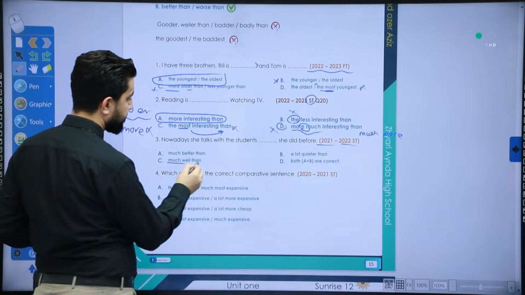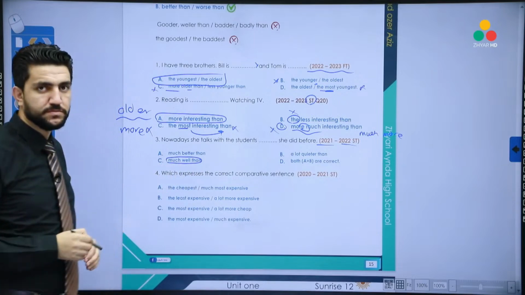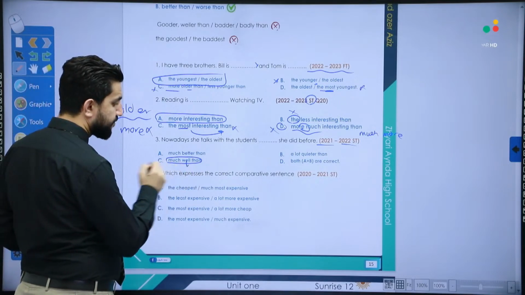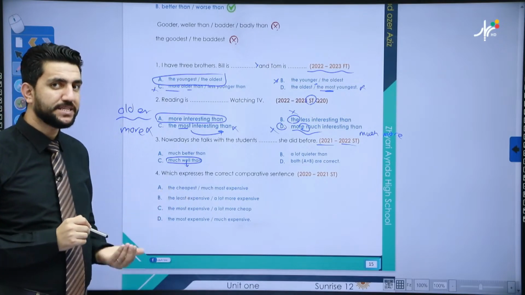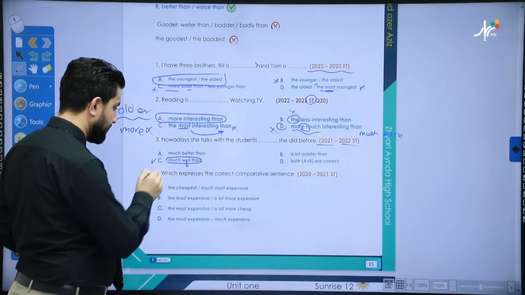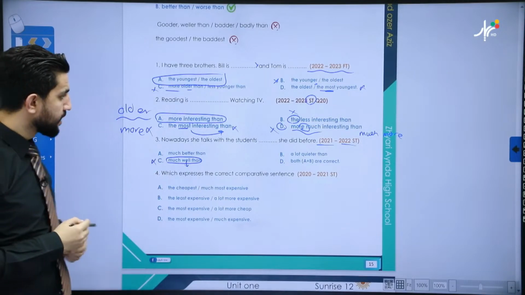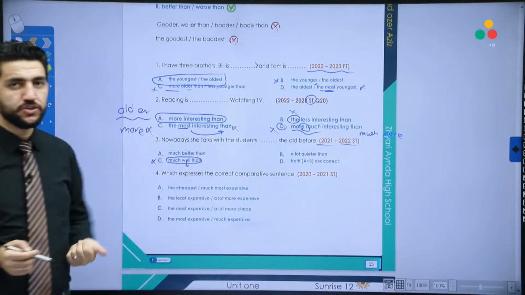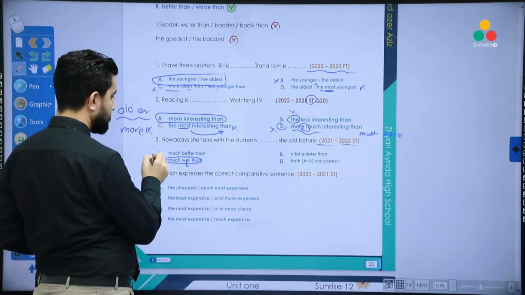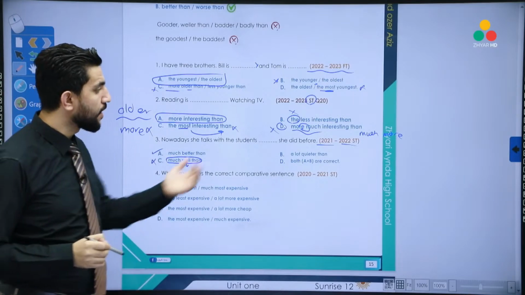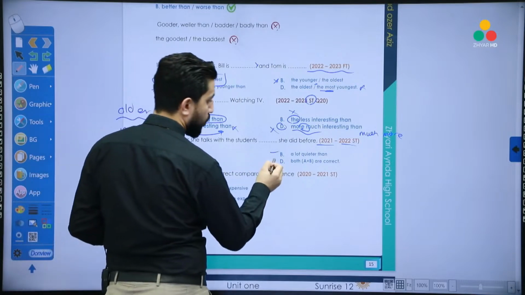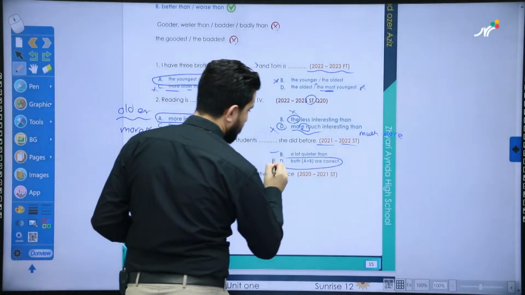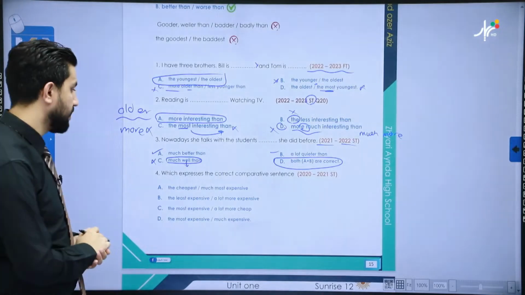Much well than. Well is adverb. What is comparative form of well? Is better. So that's wrong completely. Okay, do you think much better than is correct? Yes, we say much better than. This is correct. Do we say a lot quieter than is correct? Yes, we can say it. So both of them, A and B, are correct.